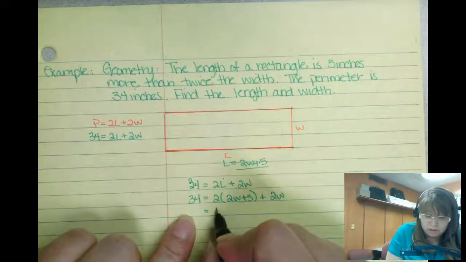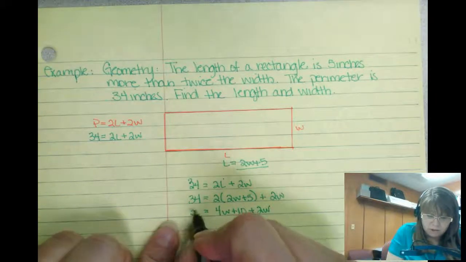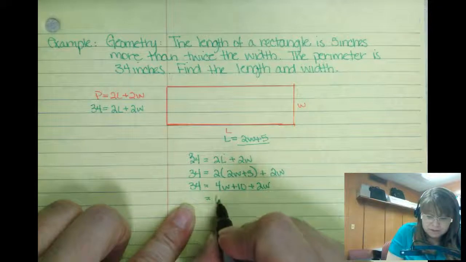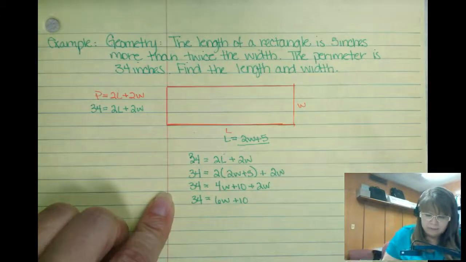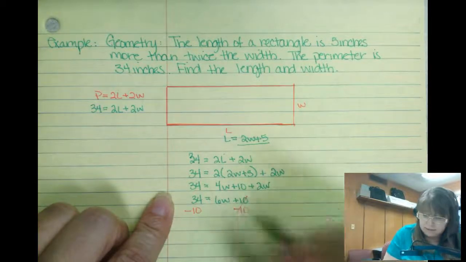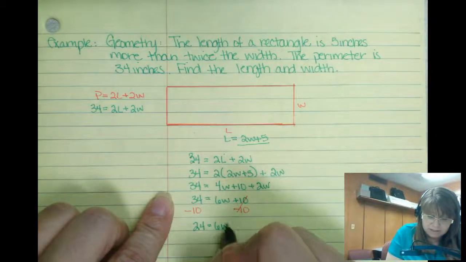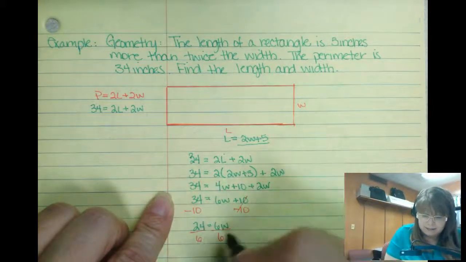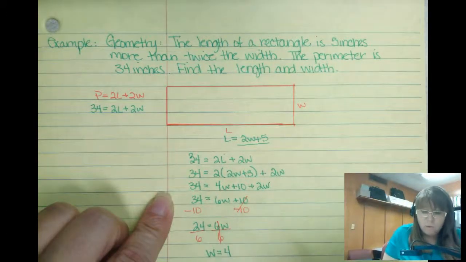Use distribution: 4W plus 10 plus 2W equals 34. Combine like terms: 6W plus 10 equals 34. I can subtract 10 from both sides. This gives me 24 equals 6W. Divide by 6 on each side. So I know my width equals 4.